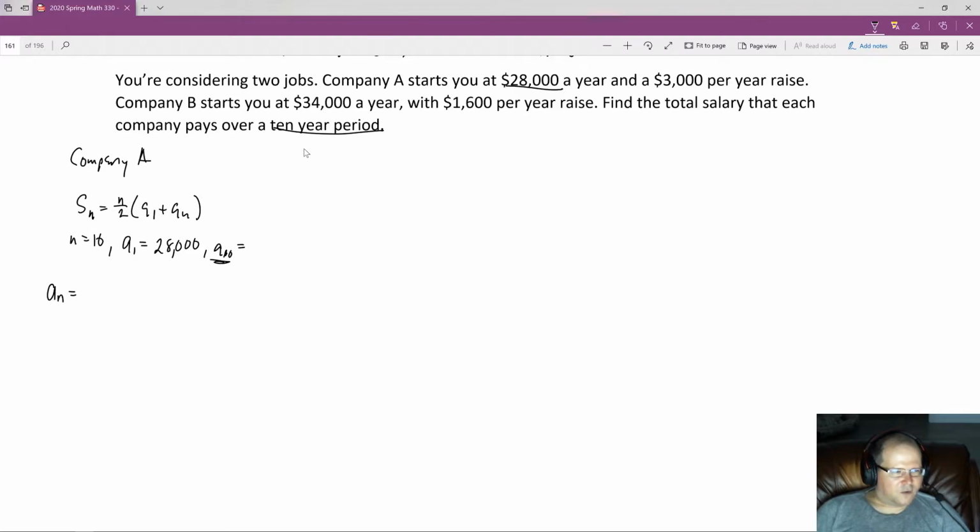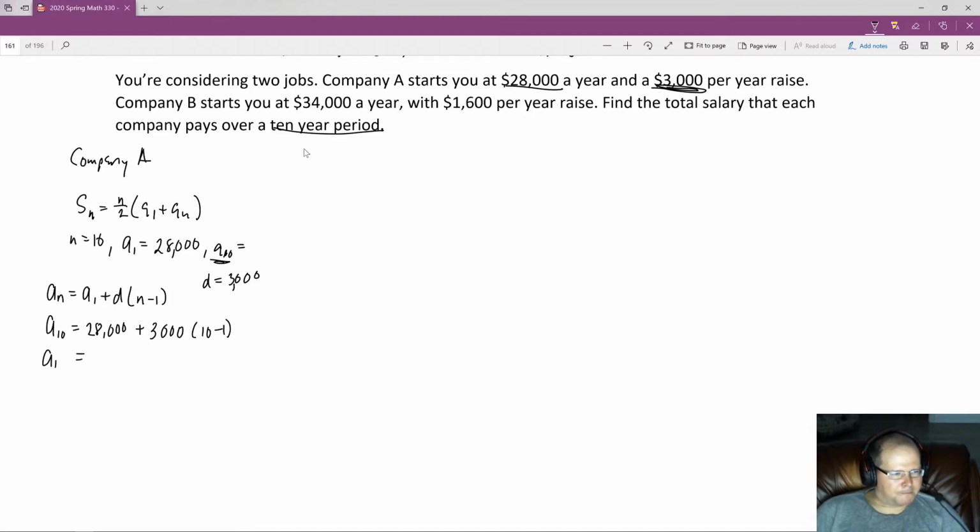The general formula for this is A1 plus the difference multiplied by N minus 1. We are looking for A10. We know A1 is equal to 28,000. Plus the difference. Now the difference for company A is 3,000. That's the increase we get per year. So difference in this case is 3,000, right? And then we plug in n minus 1, which in our case is 10 minus 1.